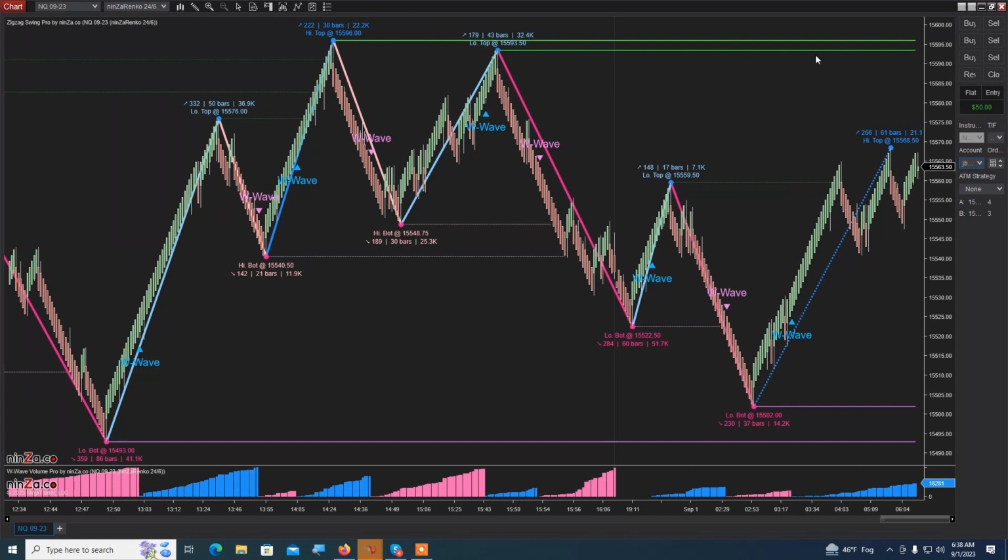But yes, I do expect this pivot to get hit, this double top here to get hit and possibly surpassed, as long as this pivot, but especially this pivot holds. So we're gonna have more of these trades later on today.